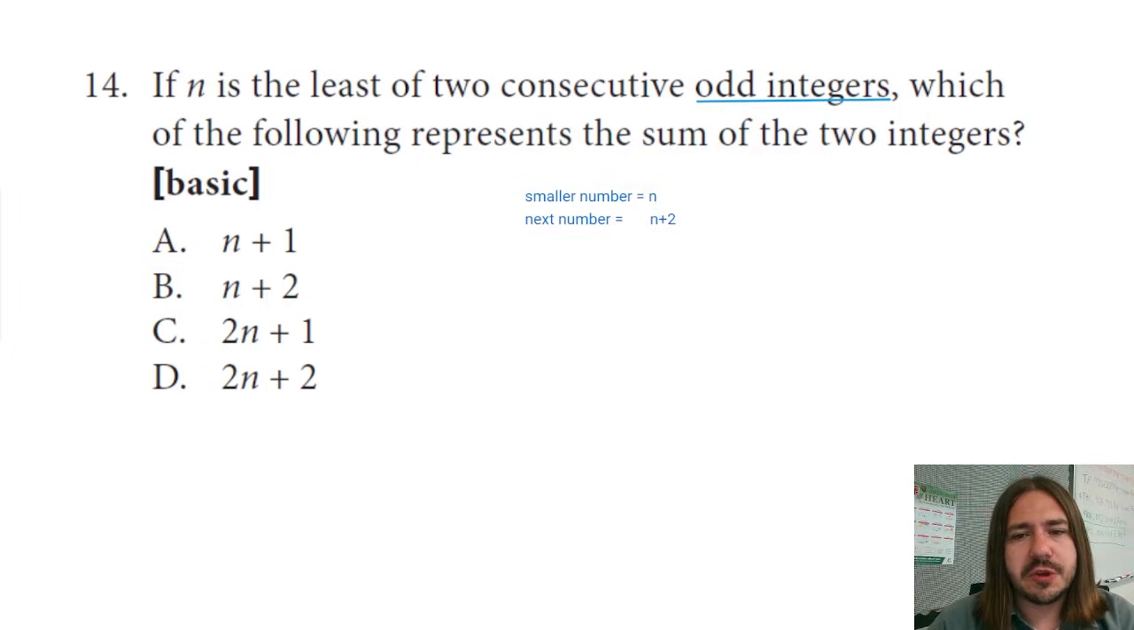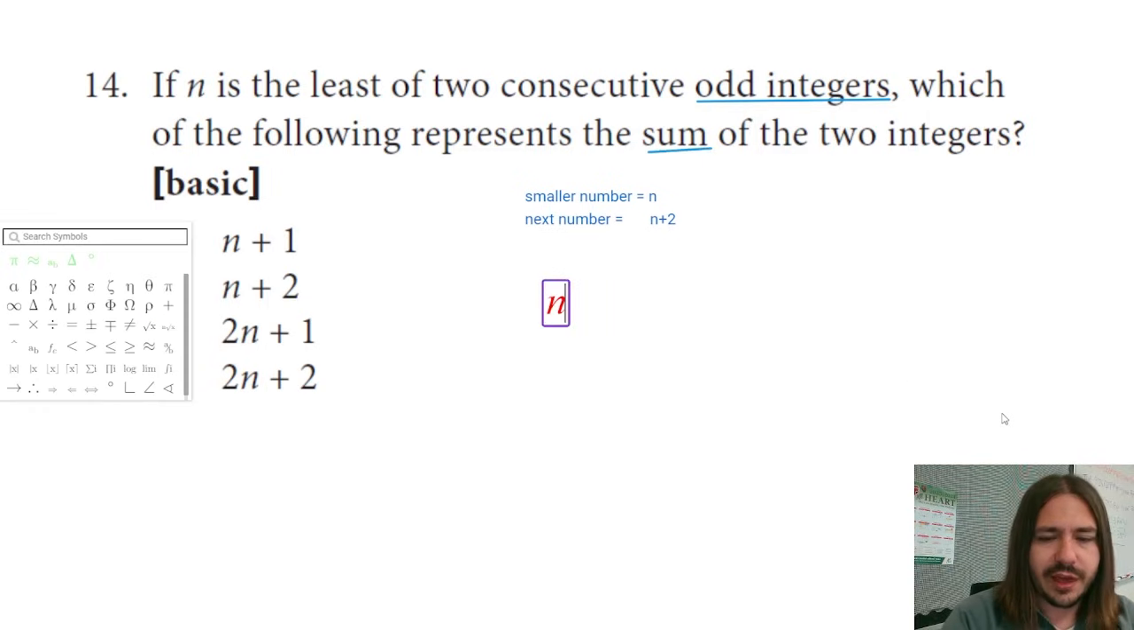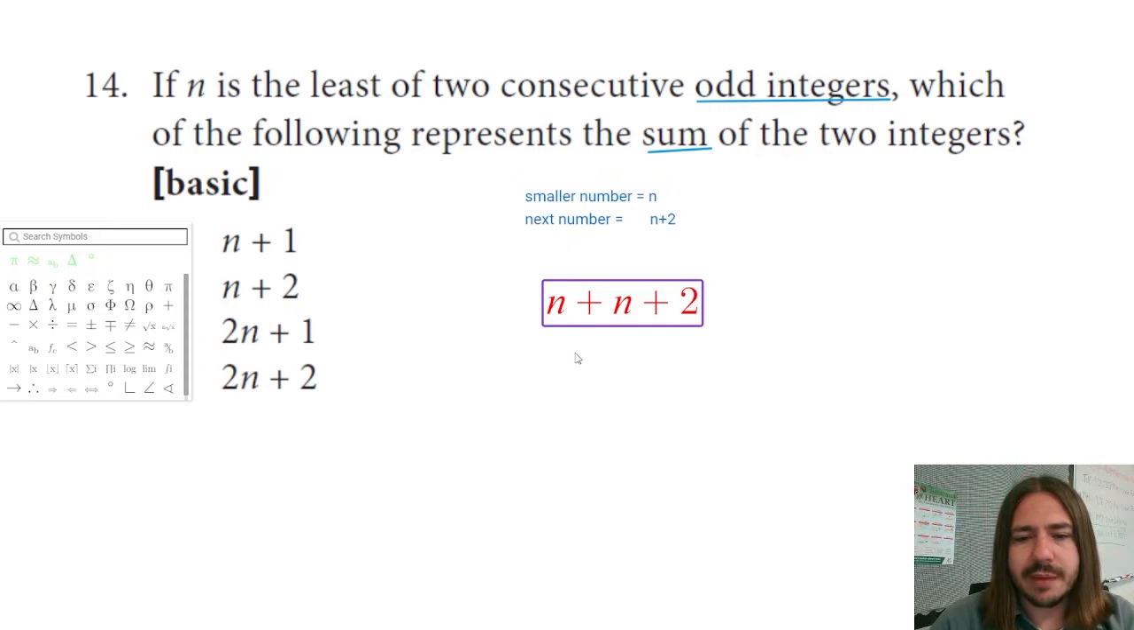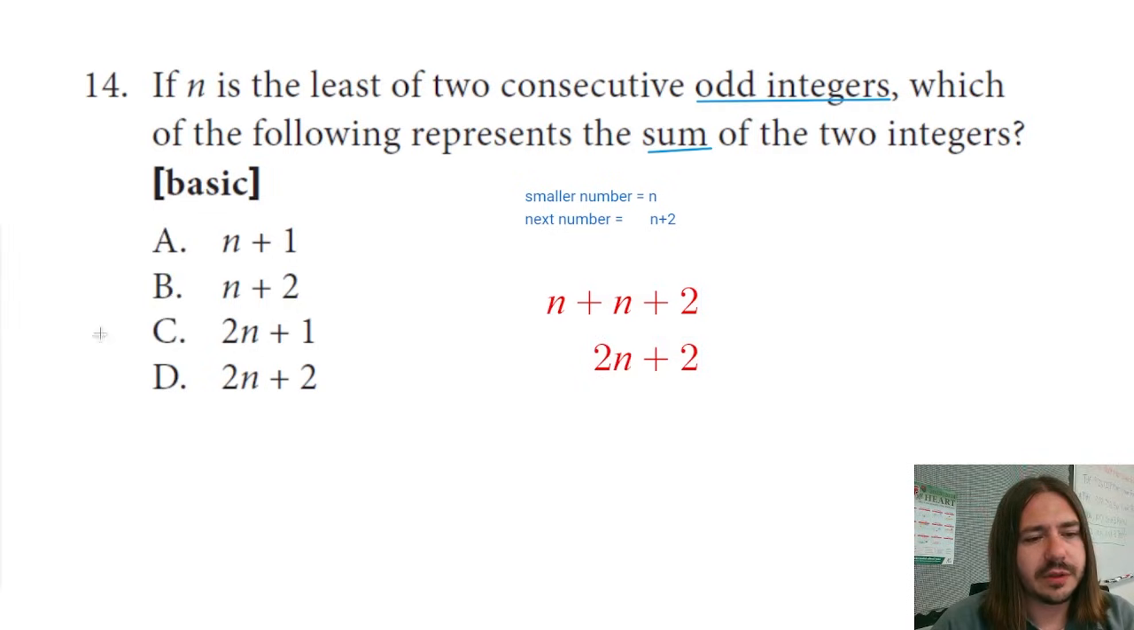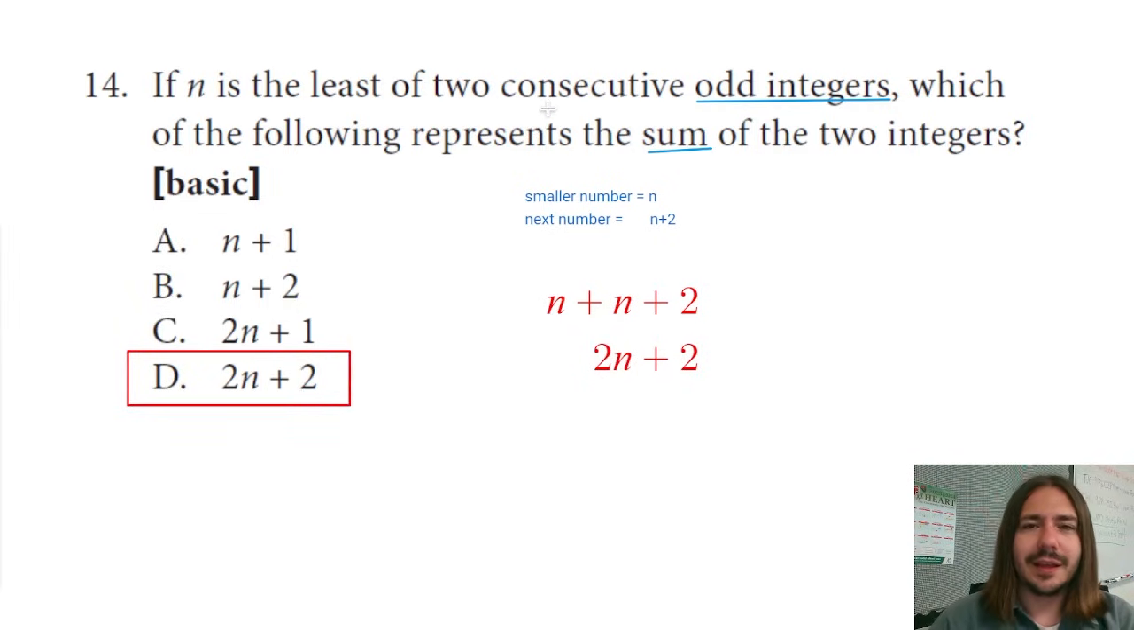So it says, which of the following represents the sum of the two integers? Sum indicates that we want to add these two things together. So I have n plus n plus 2. And when I combine my like terms, which is just the n's, I'm going to get 2n plus 2, and that's our answer. So we have our answer choice right here, letter D. And that's it for number 14.